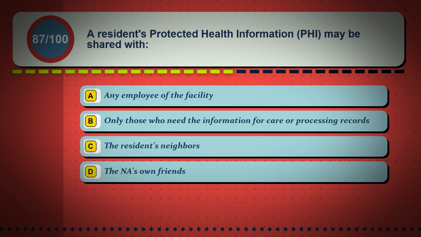Option A. Any employee of the facility. Option B. Only those who need the information for care or processing records. Option C. The resident's neighbors. Option D. The NA's own friends.